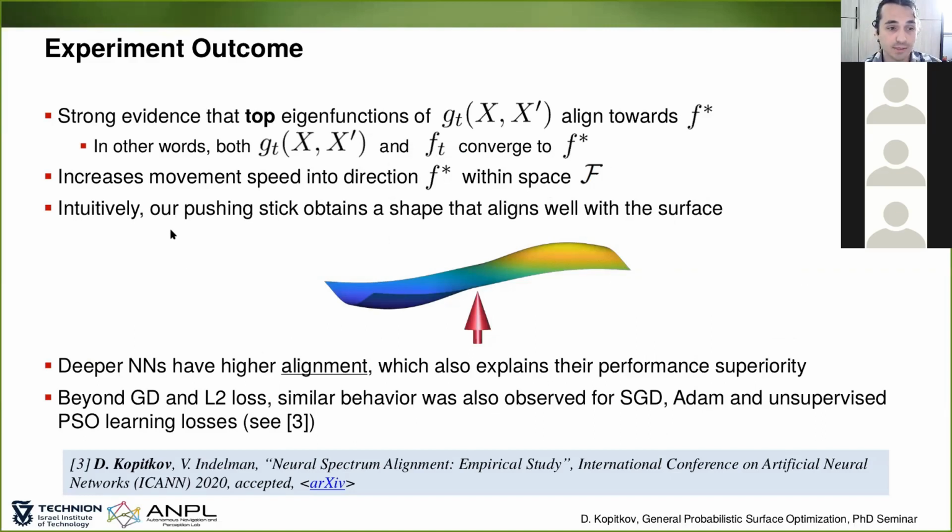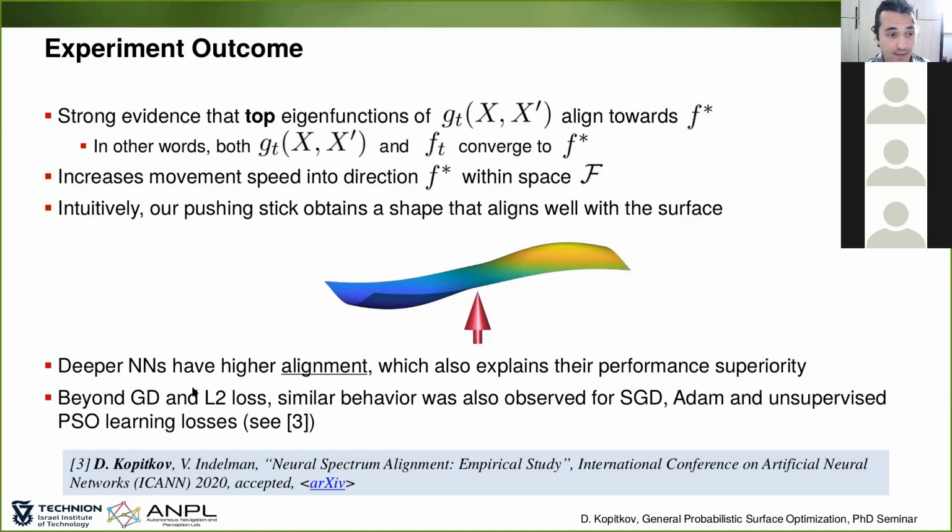And intuitively, if we are talking about this physical system with the pushing sticks that I described before, we can say that the sticks are pushing the surface to some target function, but at the same time, they are also aligning their shape so that they are aligned better with the target function, which improves the performance of the optimization.